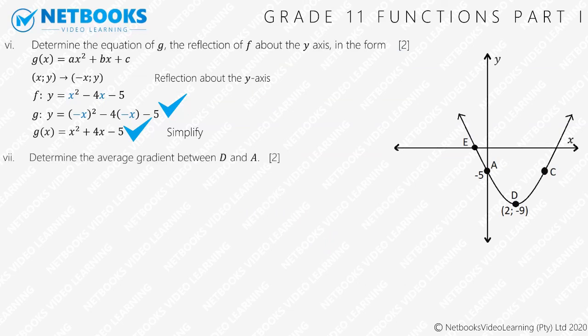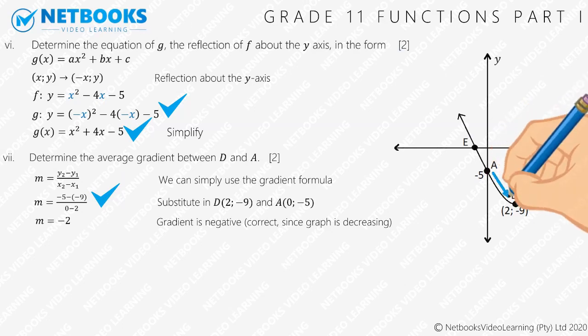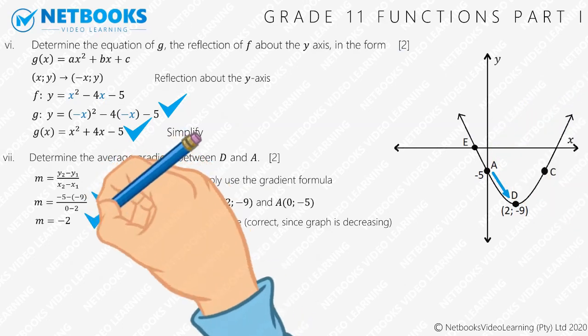Lastly, we need to determine the average gradient between the points d and a. Wait. Is it possible to find the gradient of a curve? The key word here is average. We need the average gradient between these 2 points. To find the average gradient, we pretend that we are working with a straight line, and use the gradient formula we all know and love. We substitute in the points. Correct substitution is worth a mark. We solve for the gradient, and get a value of -2. It makes sense that we got a negative, since the graph is decreasing between A and D. The final answer is worth a mark.